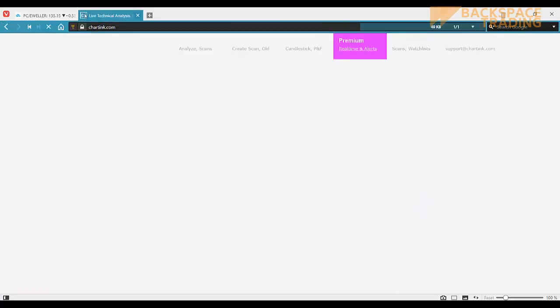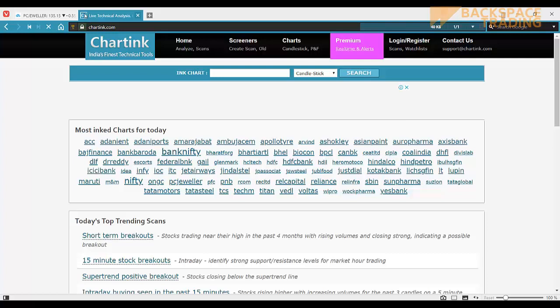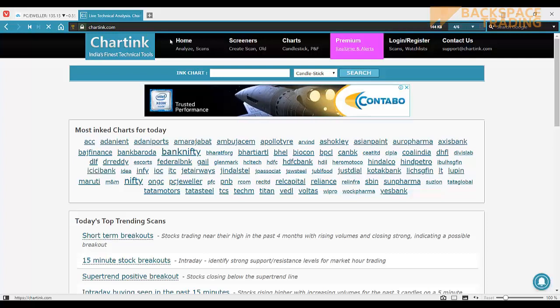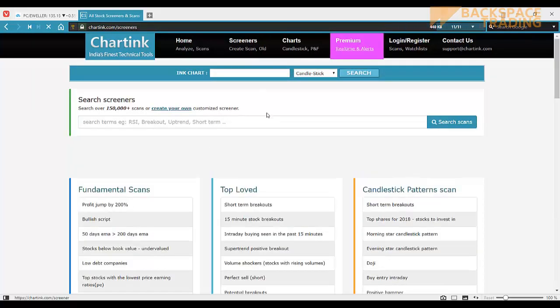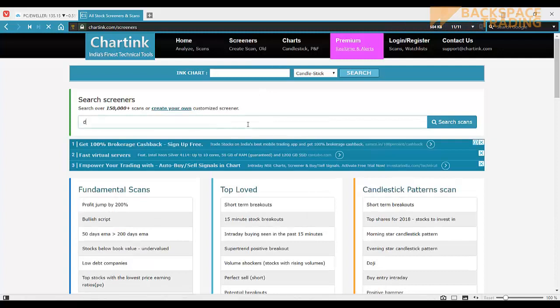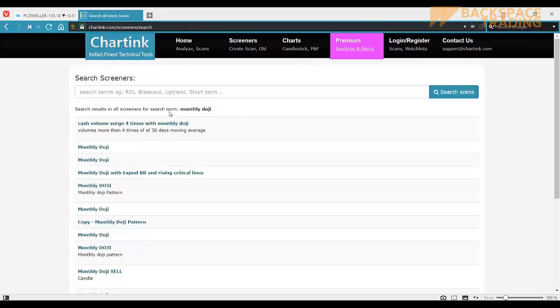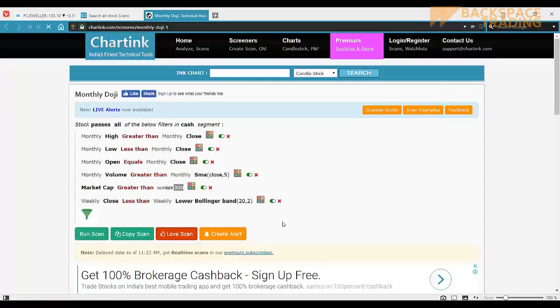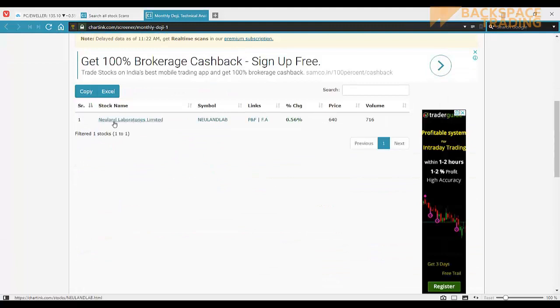Chartink.com. Get it? That is where you go and scan through all the dojis. Just go to screeners, you will get tons of scanners. Just type in doji or monthly doji. I guess people would have created that. Yeah, see that? People have created every sort of scanner. These are shared, so you can simply open it up and you get something called Newland Laboratories.